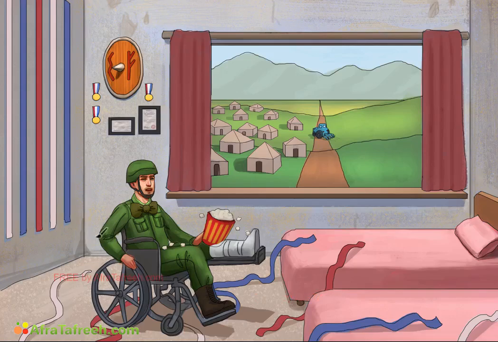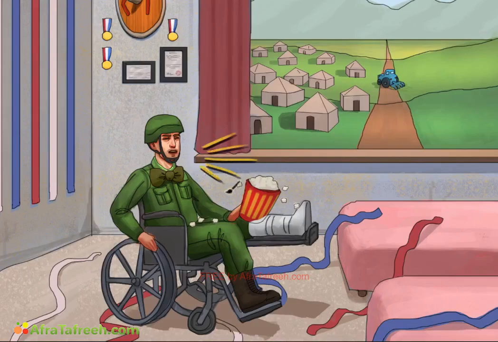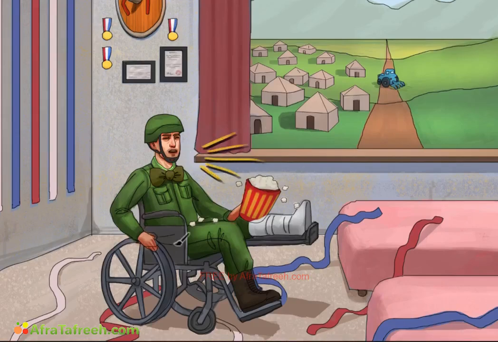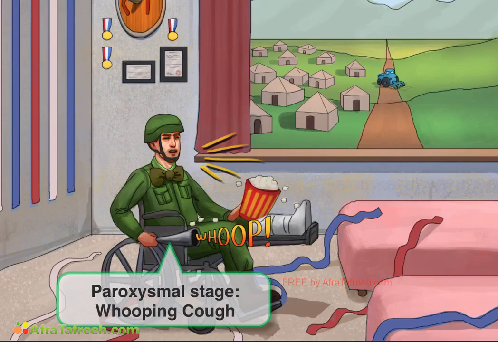To remember these symptoms, we're going to make our vet here coughing vigorously. And we're going to give him this air horn, one which he might use to call for the nurse. When he squeezes the horn, it makes this loud whoop for whooping cough.